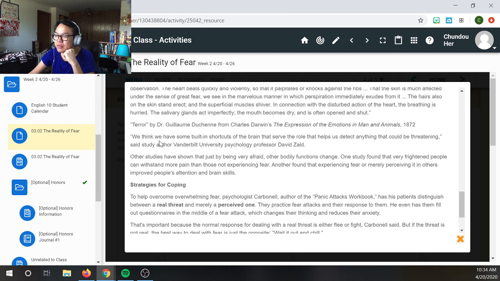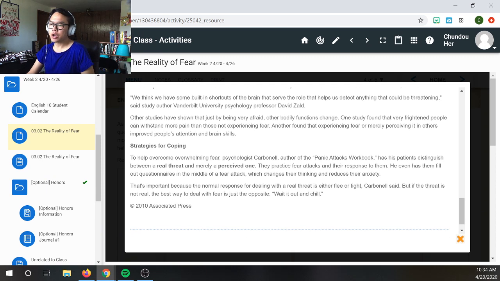We think we have some built-in shortcut of the brain that helps detect anything that could be threatening, said study author, Vanderbilt University psychology professor David Zald. Other studies have shown that just by being very afraid, other bodily functions change. One study found that very frightened people can withstand more pain than those not experiencing fear. Another found that experiencing fear, or merely perceiving it in others, improved people's attention and brain skills.